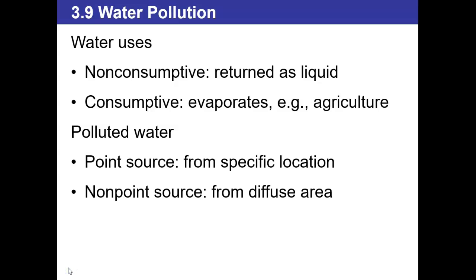The next type is municipal sewage. In developed countries, sewers carry wastewater from sinks, bathtubs, and toilets to a treatment plant, where most but not all of the pollutants are removed. The treated wastewater then typically gets dumped back into a river or a lake.